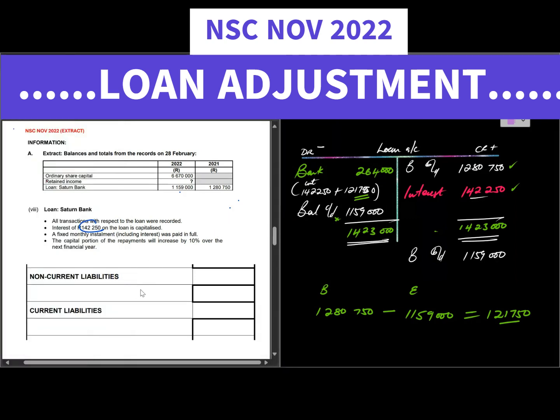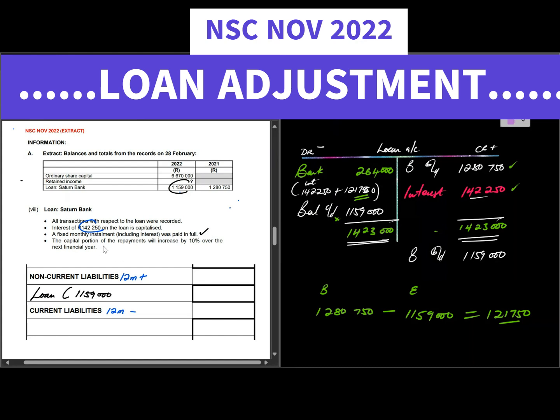Okay, so let's come here and we want to complete this. I know that non-current liabilities are liabilities that will be within the business for 12 months and more, and current liability is 12 months and less. So let me just say 12 months and less here. Now, I know that my loan at the end is 1,159,000. So I can come in and say loan, I open my bracket, and I have 1,159,000. Then we are told a fixed monthly installment, including interest, was paid in full. So we have already considered that.